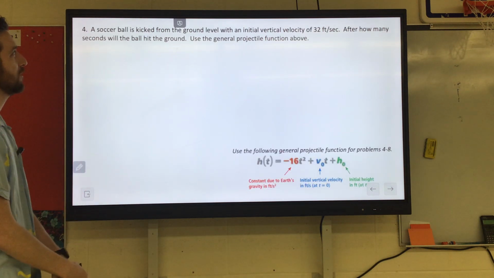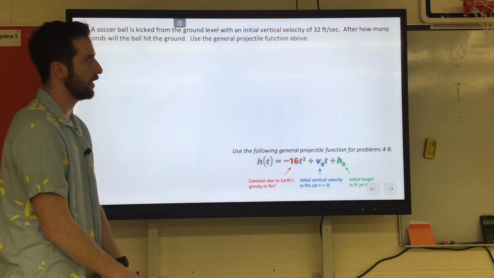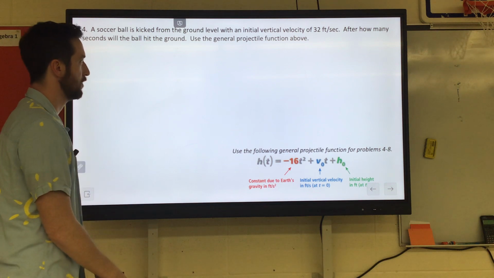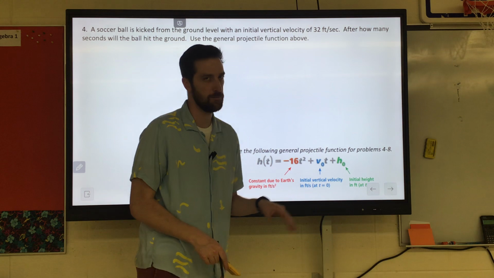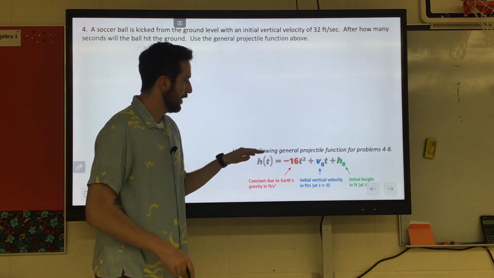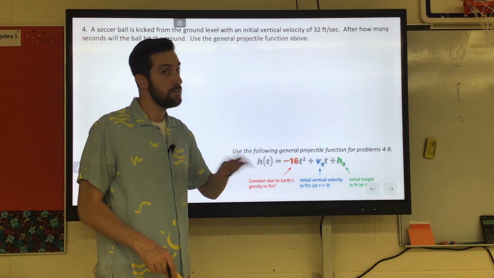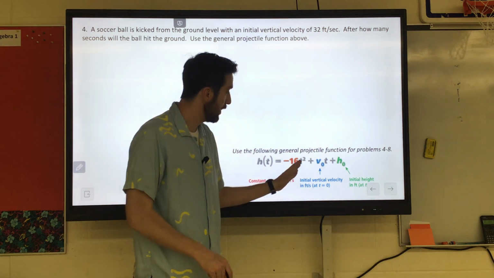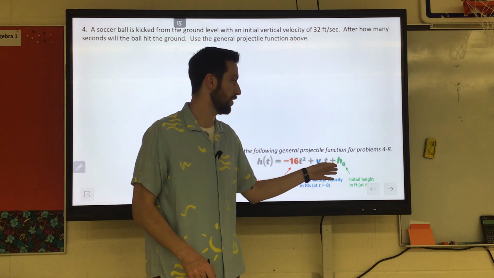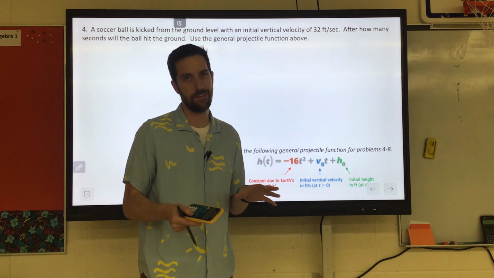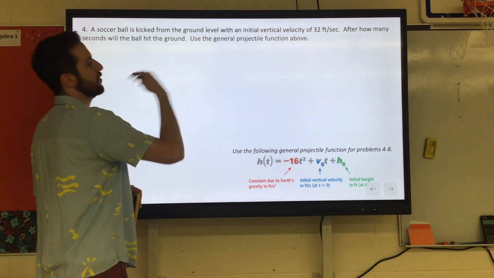A soccer ball is kicked from ground level with an initial vertical velocity of 32 feet per second. After how many seconds will the ball hit the ground? Use the general projectile function above. I put it below here for space, but on your sheet it's above. So h of t, they always have negative 16 in front of the t squared. T is time, and then it's plus your velocity times time, and then plus your h sub 0. That's your starting height.